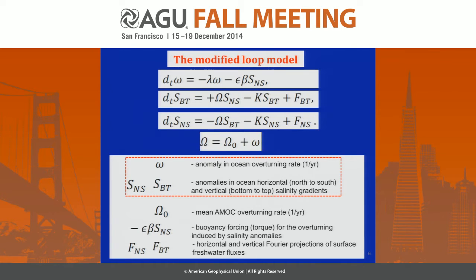One thing that's nice about this model, there are not so many tunable parameters. You actually don't need to tune it. You just plug in, for instance, the mean overturning rate for the ocean. There are some damping terms which you can estimate from, say, ocean GCM. And then there are mean freshwater fluxes. That's it.